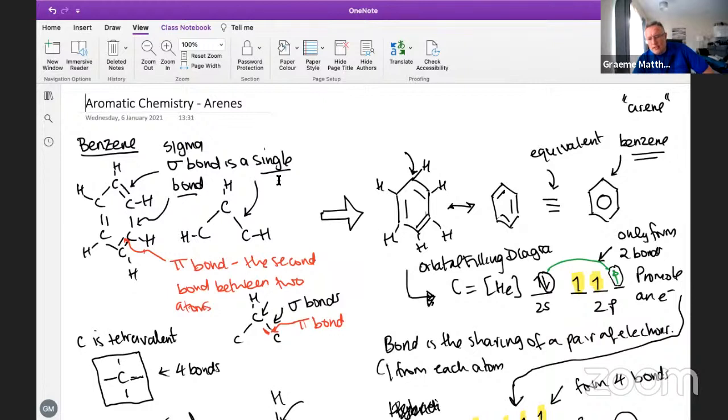have a look at naming arenes. Towards the end of the help session today, I'll talk about the naming of arenes and when to use phenyl and when not to use phenyl. So here we go with this one.